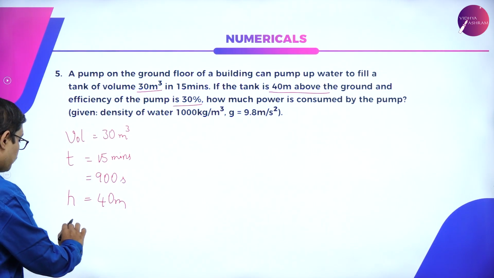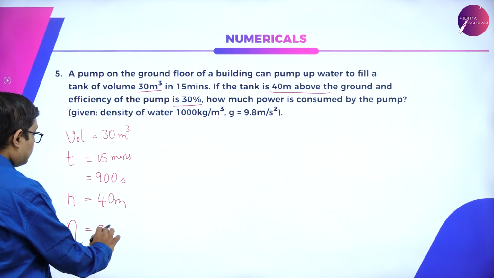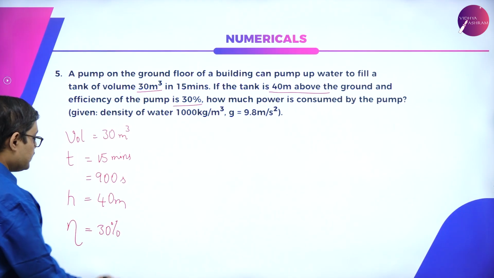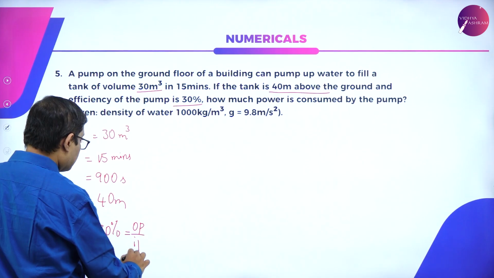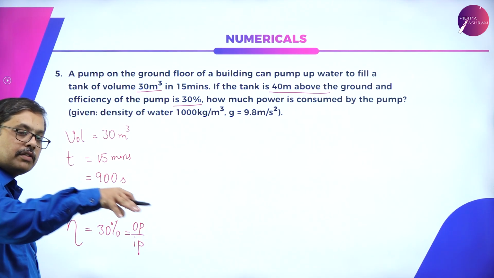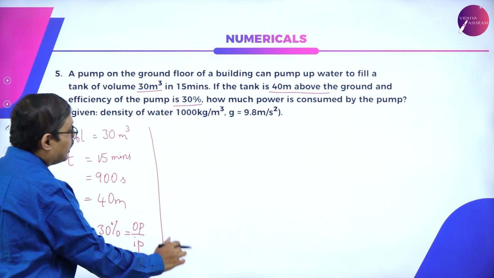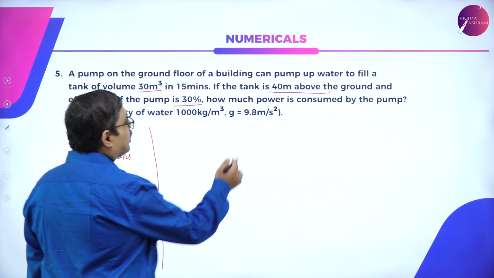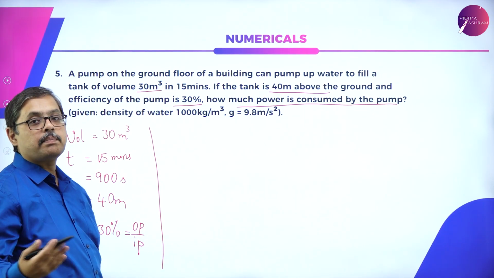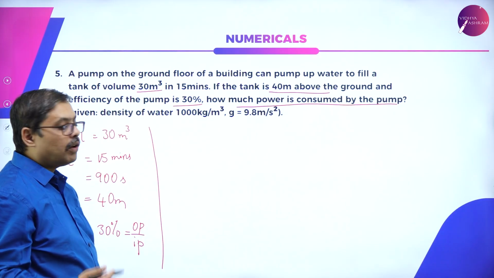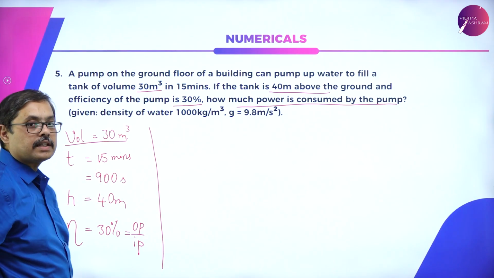Okay, this is a new terminology. Efficiency is given by eta, which is 30%. What is efficiency? Efficiency is nothing but output by input. Whatever is the input given to it and what is the output that you are getting. We will come to that point later. Okay. Now what is the question? He has asked me to find out how much power is consumed by the pump. Now let us get to it step by step. What is the first data? The data is volume is given to me.